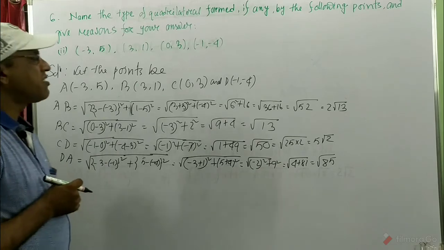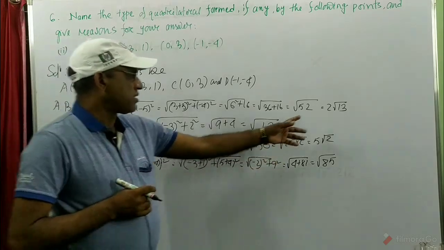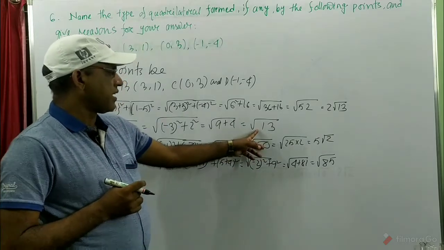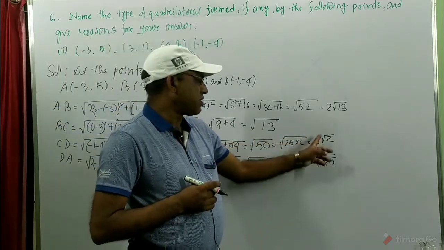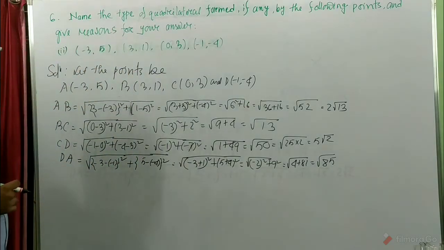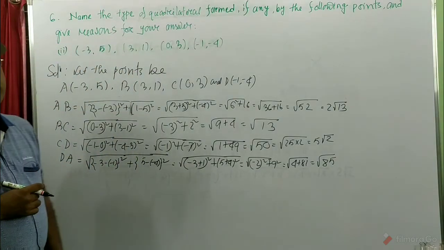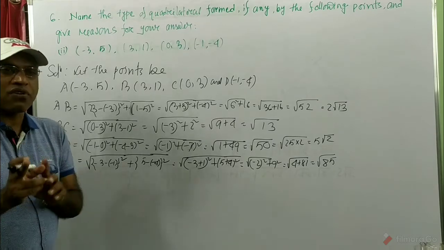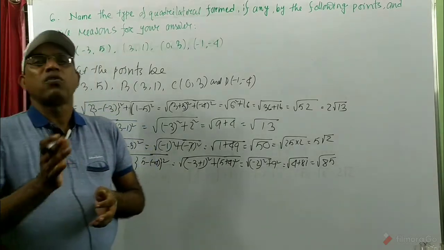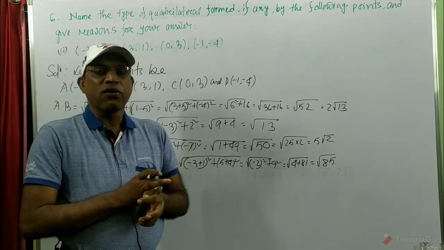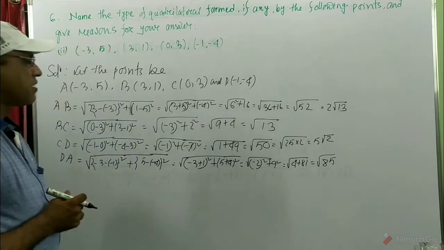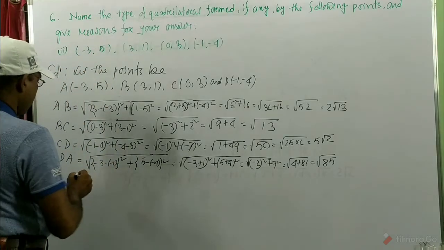We get AB, BC, CD, DA. All the lengths are different. This is 2 root 13, and this is 13. These two are different. All the measurements are different, so this is not a quadrilateral. If it is a quadrilateral, then either opposite sides are equal or all sides are equal, any one condition we get, but all the lengths are different.